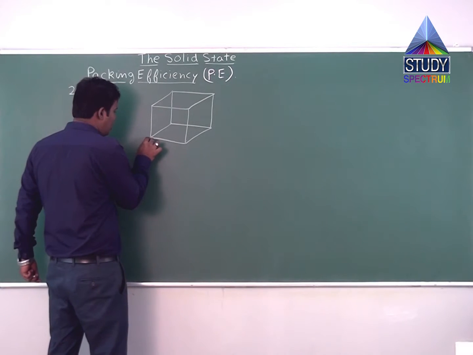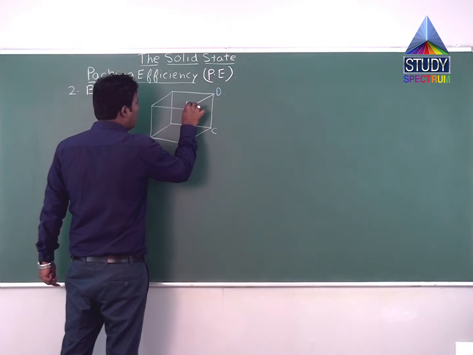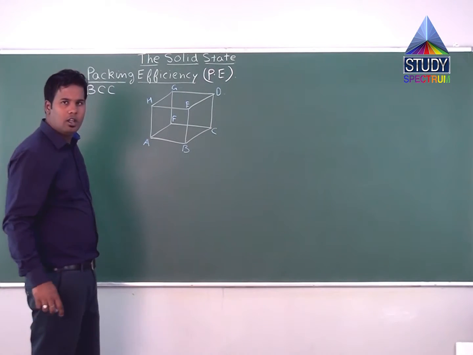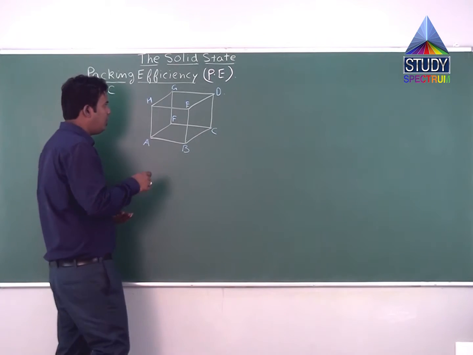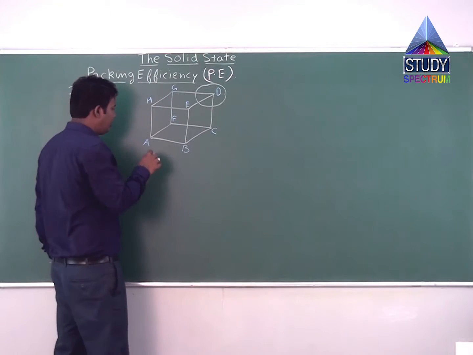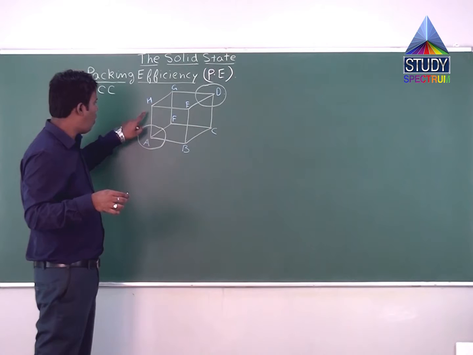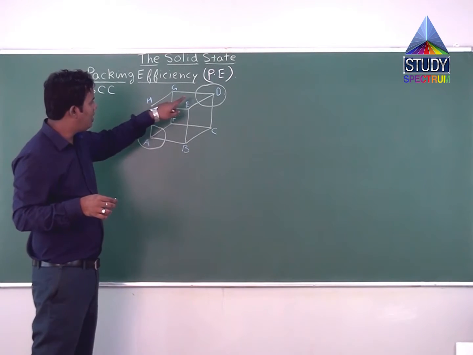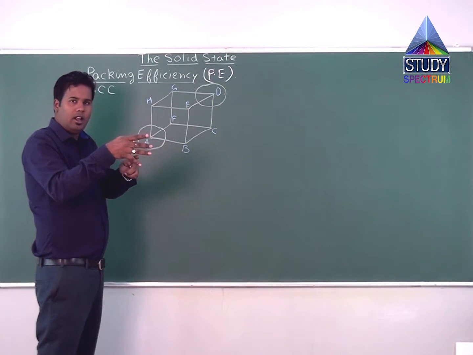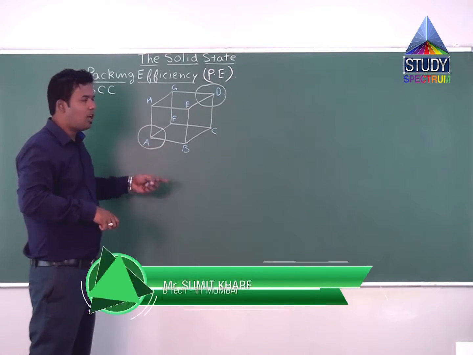Suppose I mark these corners as A, B, C, D, E, F, G and H. These are the names of the corners of this cubic unit cell. Now since we have atoms present at each corner, I have chosen two opposite corners, that is A and D. A is a corner of face ABEH, whereas D is a corner of the opposite face. Try and understand, there are two opposite faces. I have chosen corner A of this face and corner D of the opposite face, so that if I join AD, it becomes a body diagonal.